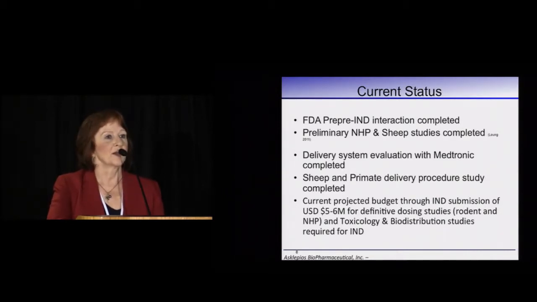However, they are quite expensive to do, and we're estimating that it will cost another $5 to $6 million to do the definitive dosing studies in rodents and non-human primates, and for toxicology and biodistribution studies to get to an IND. So that's the next step.